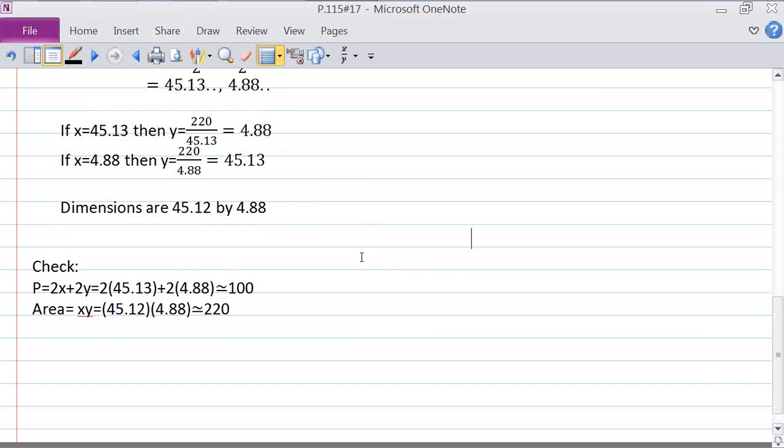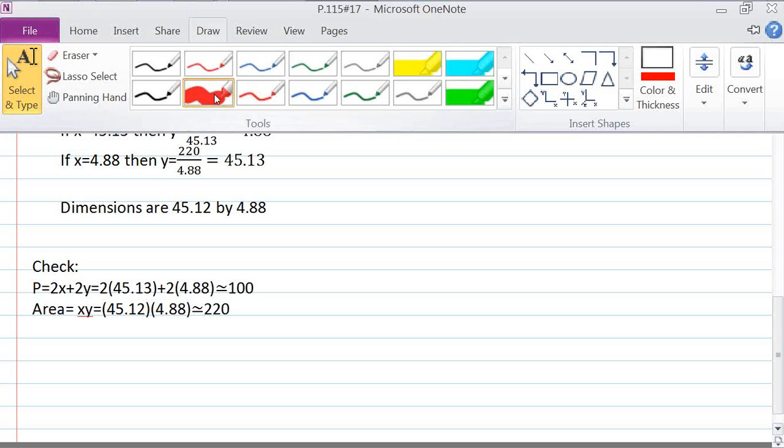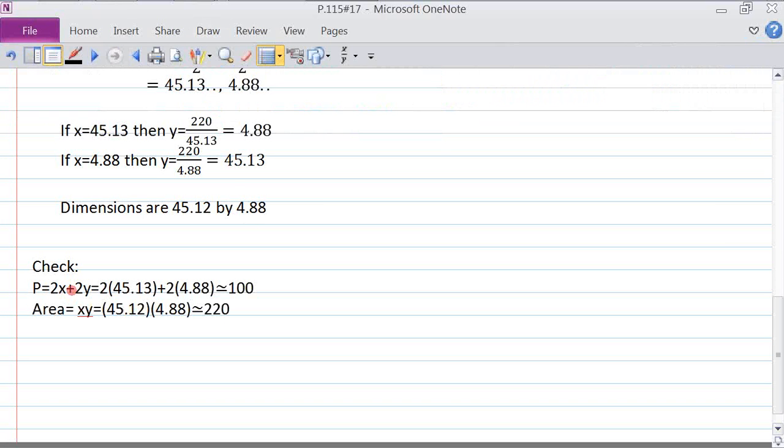Okay, let's go over that again. So the perimeter is 2x plus 2y, right? 2 times 45 is about 90. 2 times 4.88 is about 9 plus. So 90 plus 9 plus gives me roughly 100. I had the wrong number here. And the area is x times y, 45.12 times 4.88 equals 220.